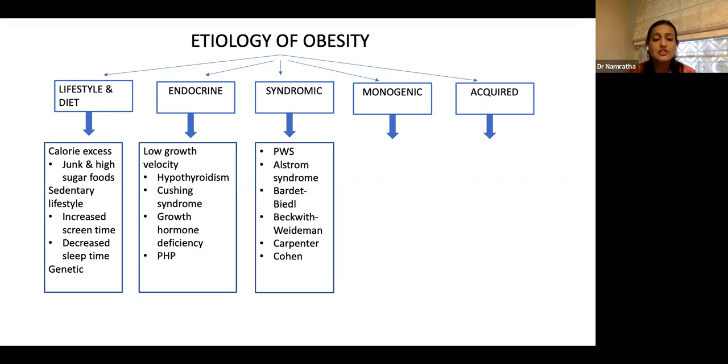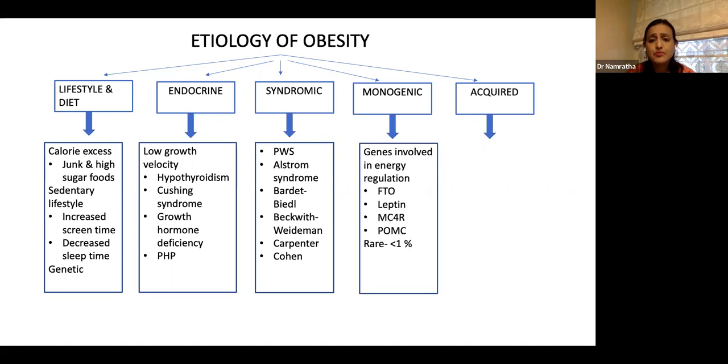Syndromic causes such as Prader-Willi syndrome, Bardet-Biedl syndrome, often are associated with abnormalities in the hypothalamus, in the neurohormonal regulation of appetite. They can have behavioral problems like hyperphagia. So they can be associated with obesity.